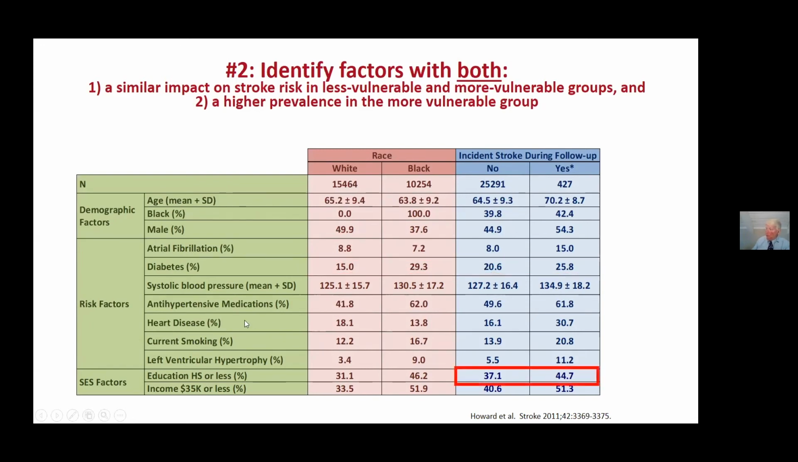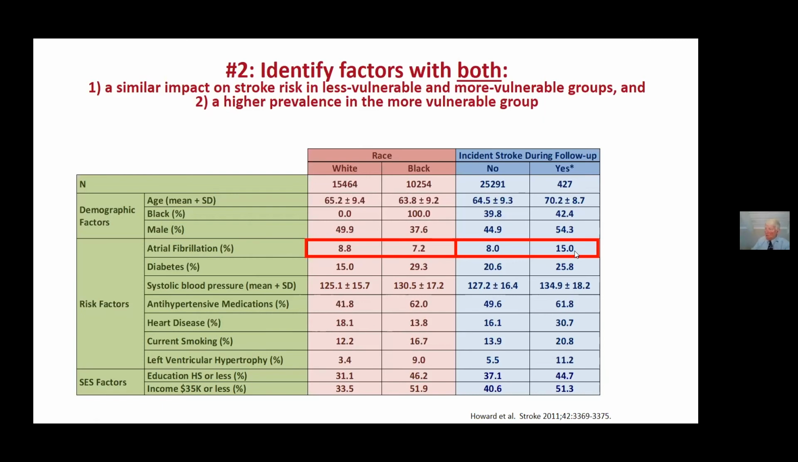Likewise, if I look at education, a high school education or less is much more common in people who have strokes than not. And Blacks have a lot larger prevalence of low education. Making a difference there will make a difference on the disparity. In contrast, if I look at atrial fib, AFib is a huge risk factor for stroke. It's almost twice as common in people who have a stroke, but Blacks have less of it. So if we improve AFib care, again, we will make the disparity bigger, not smaller. So that is not the target.